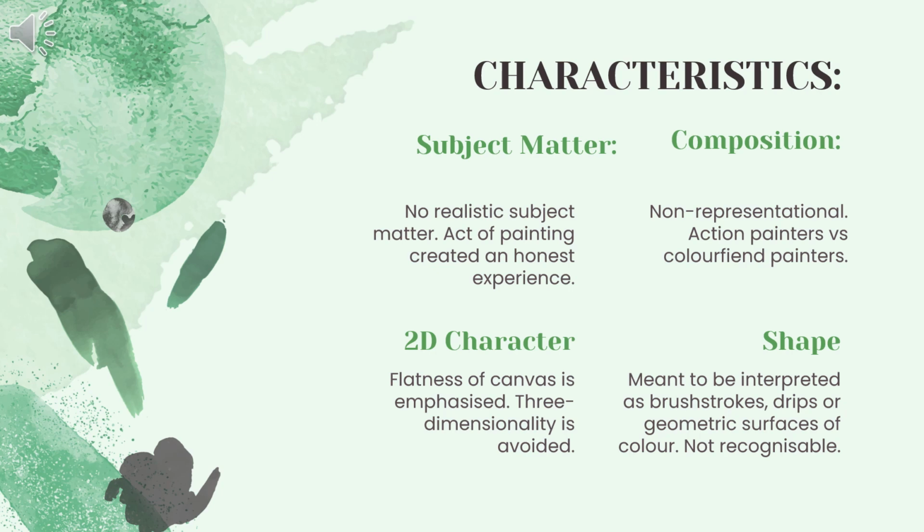The action painters had no planning whatsoever. They only splattered the paint onto the canvas, whereas the color field painters may have a little bit of planning, but it's not really as important. It's the act of putting paint on your canvas that was important. Two-dimensional character, the flatness of the canvas is emphasized, especially with the color field painters, and the shapes were meant to be interpreted as brushstrokes, drips, geometric surfaces of color, so no recognizable shapes at all. It's by chance or interpreted by emotion.